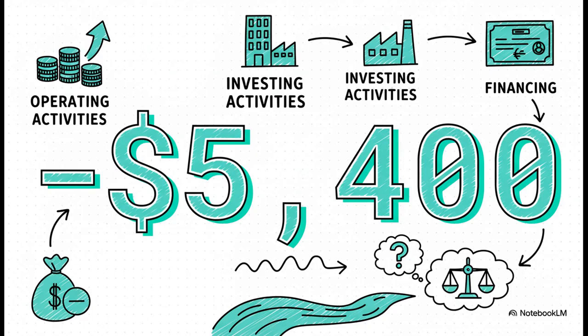Let's jump down to the financing activities section. And boom, this is where the mystery unravels. We see two big negative numbers, cash flowing out, a $5,000 owner's draw and a $400 loan payment. That's $5,400 in cash that walked right out the door to pay the owner and the bank.